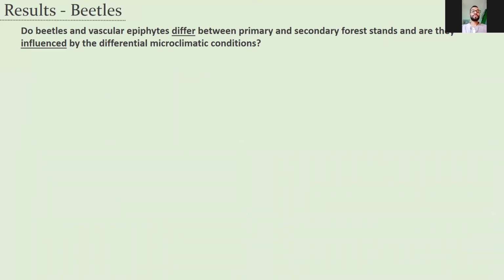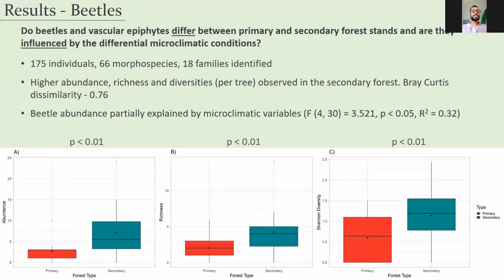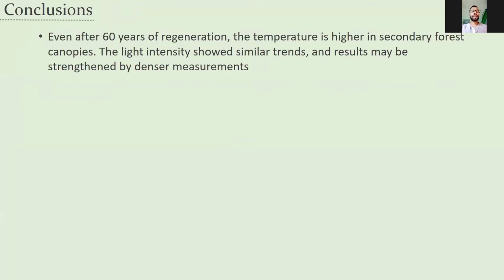Contrasting to the epiphyte findings, beetles were consistently and significantly higher in the secondary forests, which we did not anticipate. The communities also differed between the forest types, indicated by the Bray-Curtis dissimilarity index of 0.76. However, a multiple regression analysis showed that only beetle abundance was somewhat explained by the microclimatic variables.